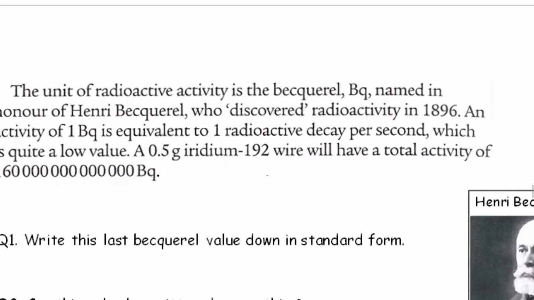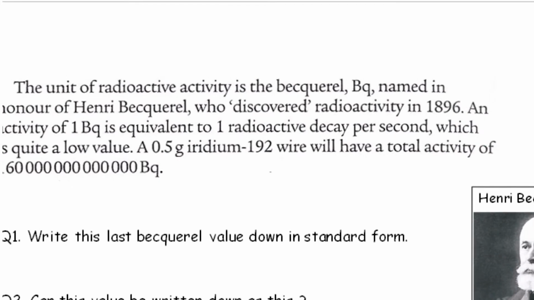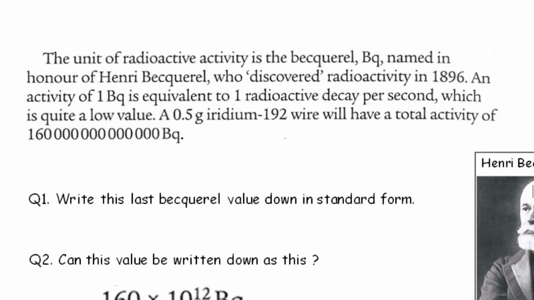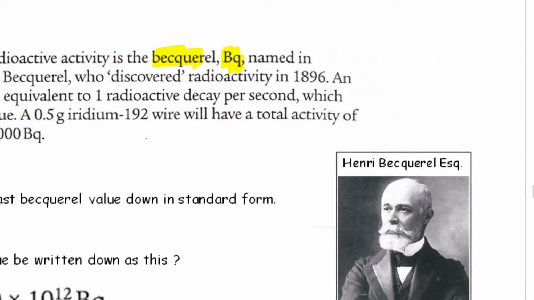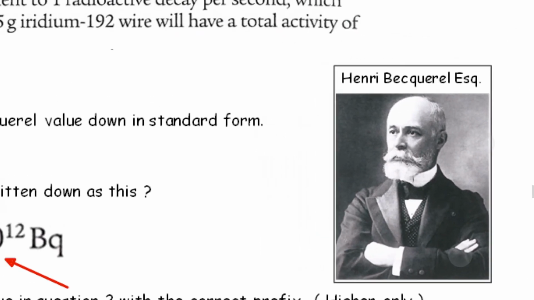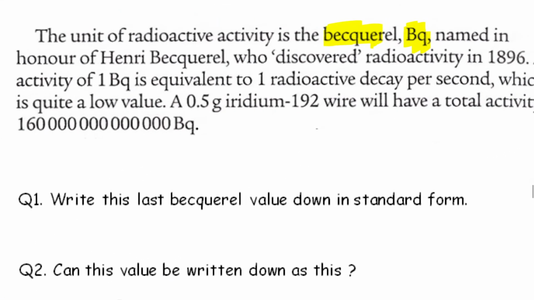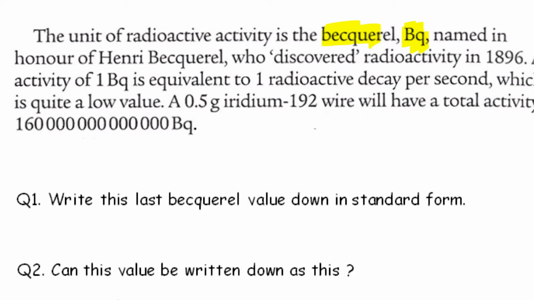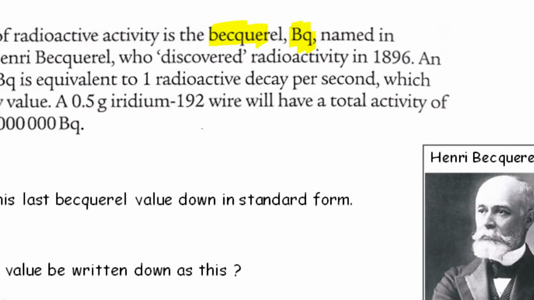Now, there's a way of recording, we're on the next page, by the way, now. Recording the activity of a radioactive sample. And the unit we use, it's a new unit you wouldn't have heard before, is the Becquerel, shortened to large B, small q, named in honour of Henri Becquerel, who discovered radioactivity in 1896.